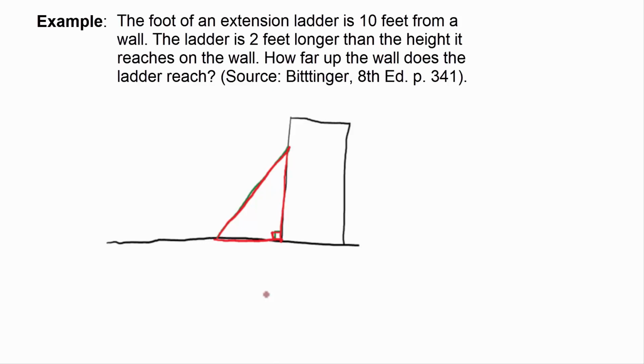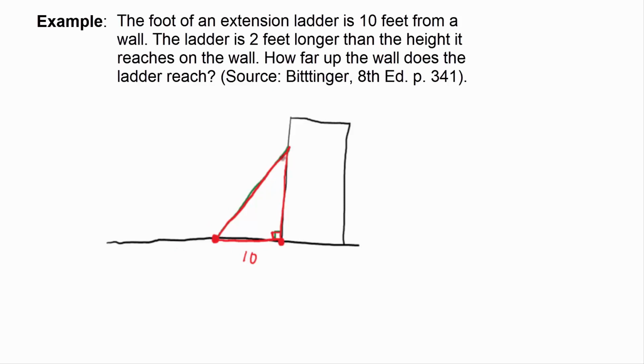So the foot of the extension ladder is 10 feet from the wall. Which side am I going to label 10? The base, the bottom side, right? The base of the wall means the bottom part of the wall. The foot of the extension ladder is the bottom part of the extension ladder. So the base, or the bottom leg of that triangle, is 10 feet. Does that make sense? Okay.